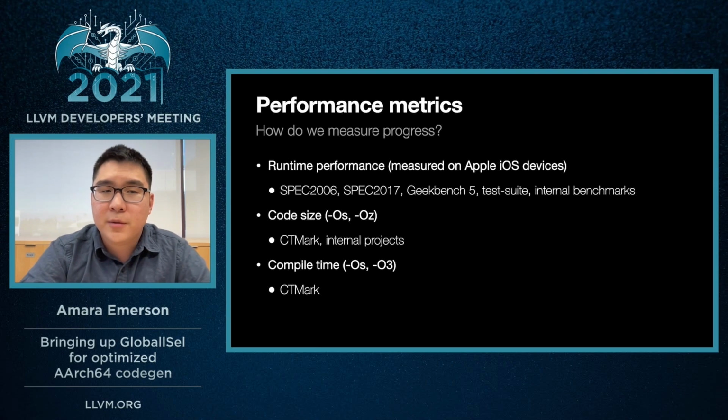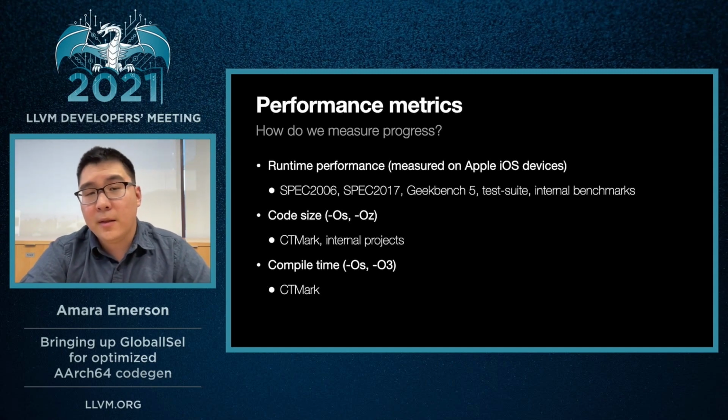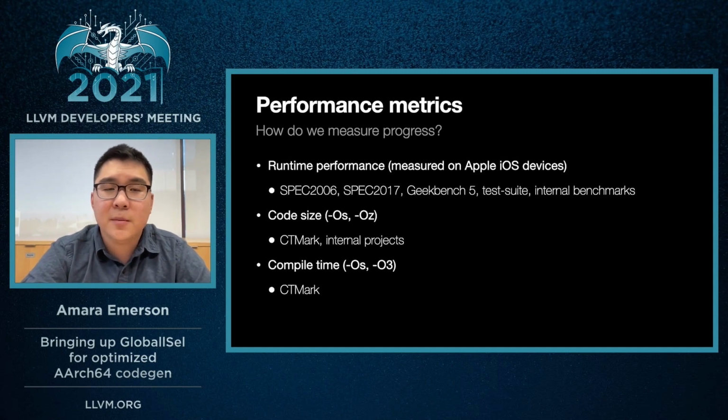The second thing we're measuring is code size. And for this, we measure code size at the -Os and -Oz optimization levels. And the actual test suite we use is the CTMark subset of the test suite, as well as some internal projects too. And finally, the last metric that we care about is compile time, and compile time is measured at Os and O3.